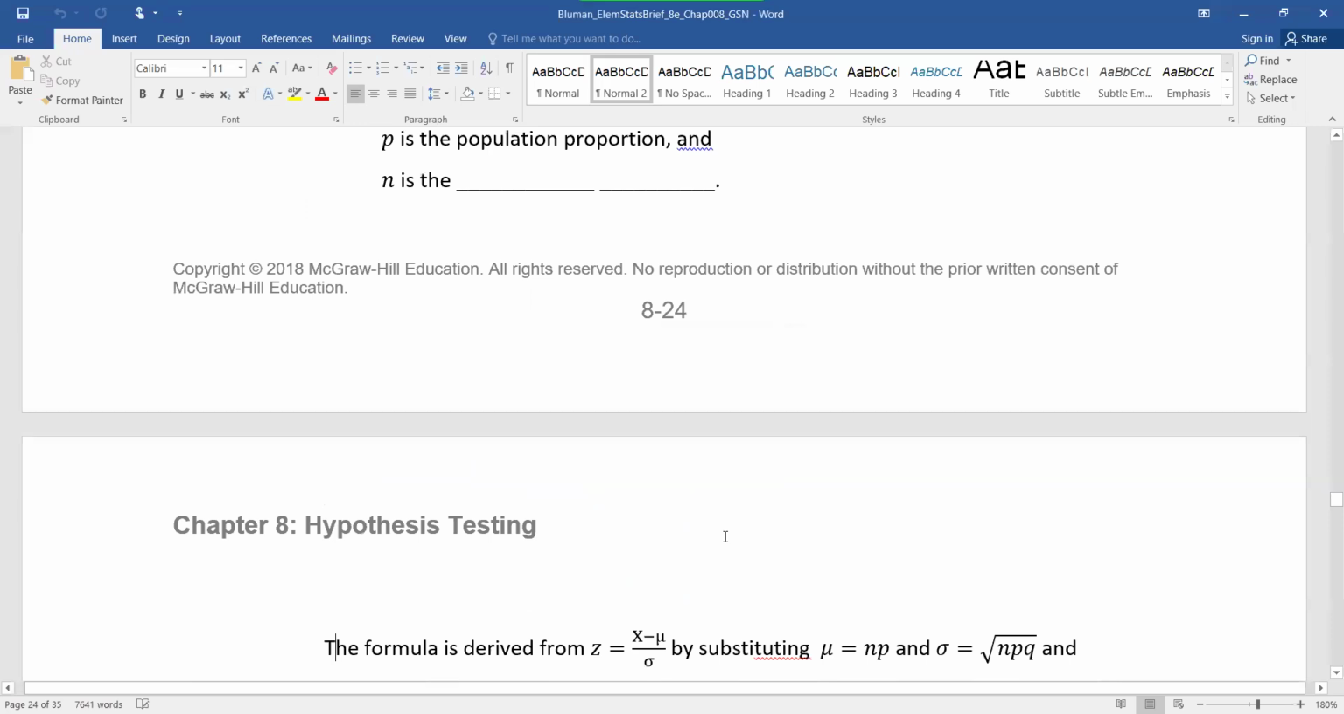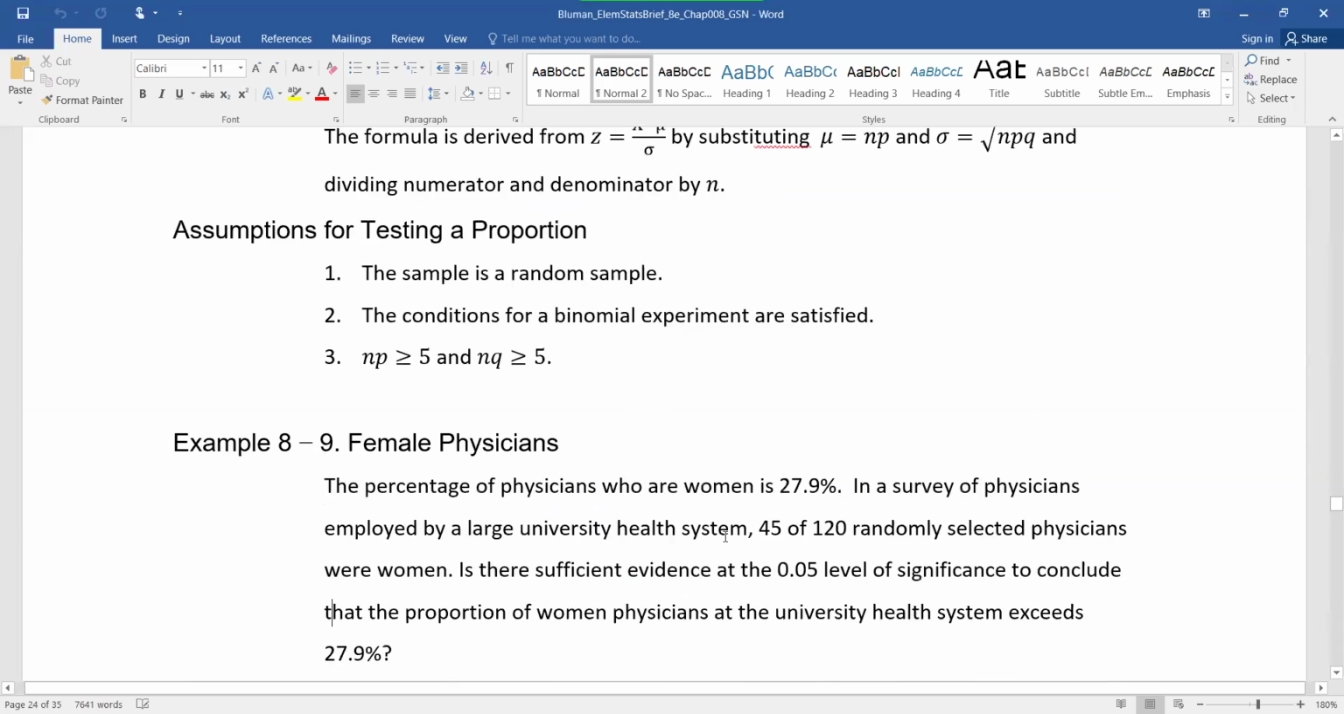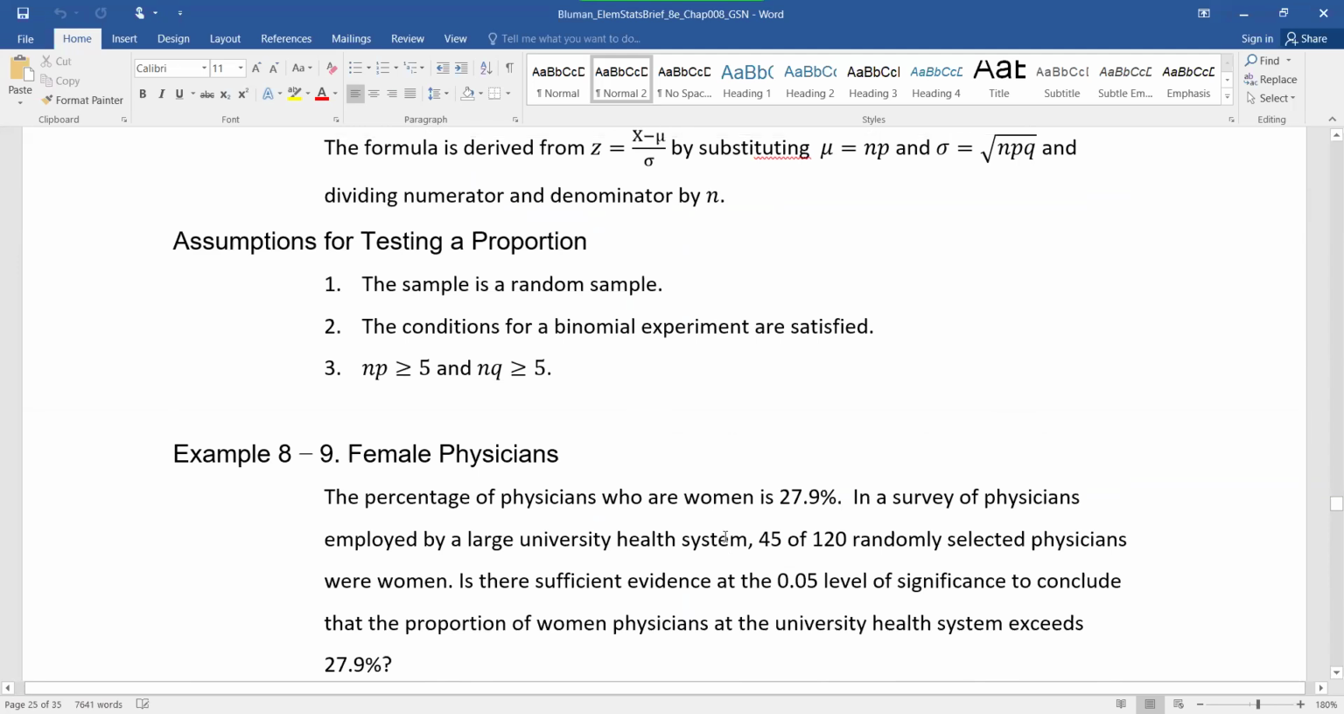All right, so the formula we derived for the z-test is the sample mean minus the population mean divided by the standard deviation. We're just going to substitute the population mean with what we get for proportions, which is n times p, the sample size times the probability of success, and then replace standard deviation with the square root of the sample size times probability of success times probability of failure. And therefore, you would get a formula that looks like this.